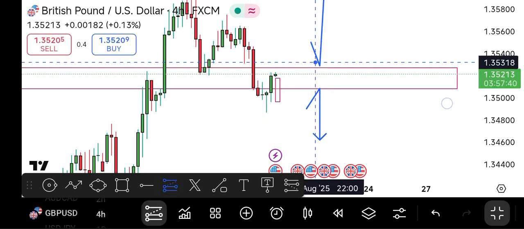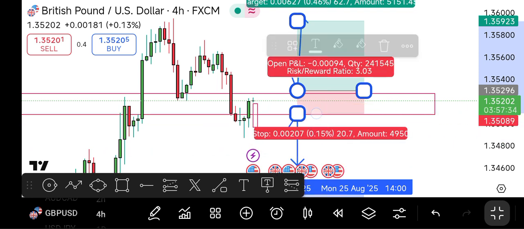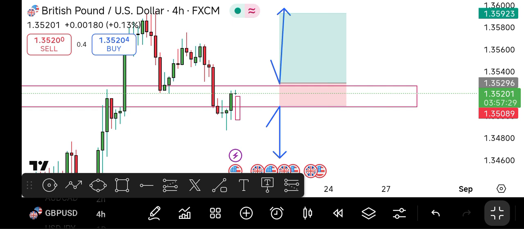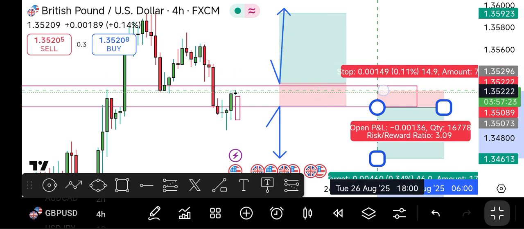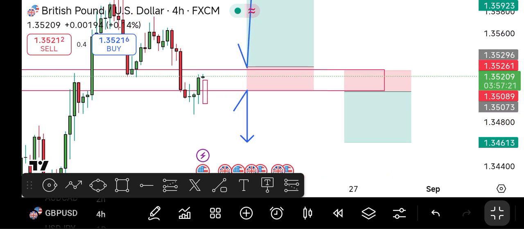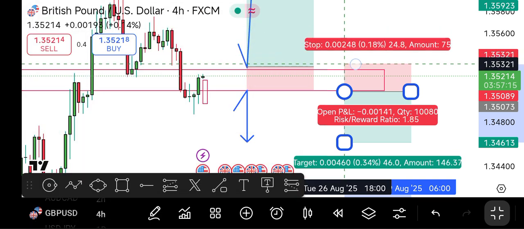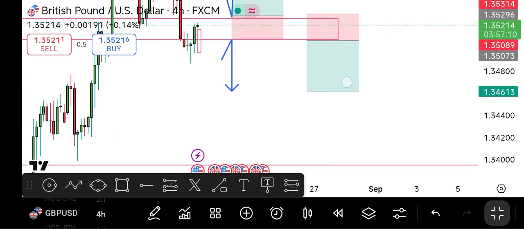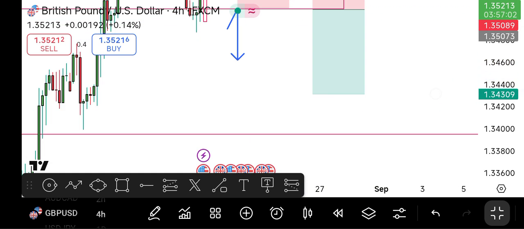Either we buy, this is huge, 20 pips stop loss. Either we buy or we sell. 20 pips, 18 pips stop loss. Yeah, this is perfect for the stop loss. And it's going to give us a huge sell, about a 3 to 1 ratio.